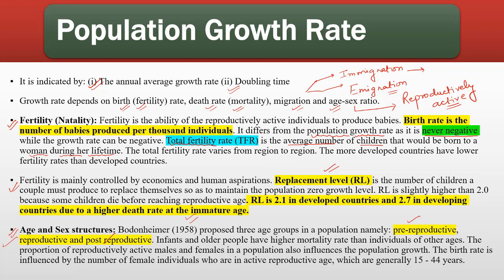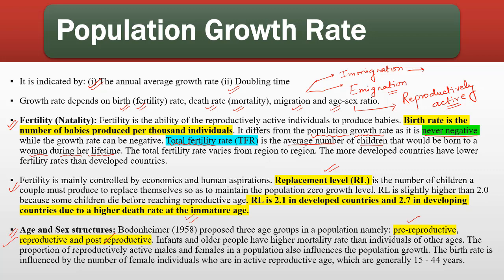The proportion of reproductively active males and reproductively active females in a population also influences the population growth. If the number of reproductively active males and females is not balanced or not according to the required ratios, then it will lead to limitless population, overcrowding, overpopulation, population explosion.